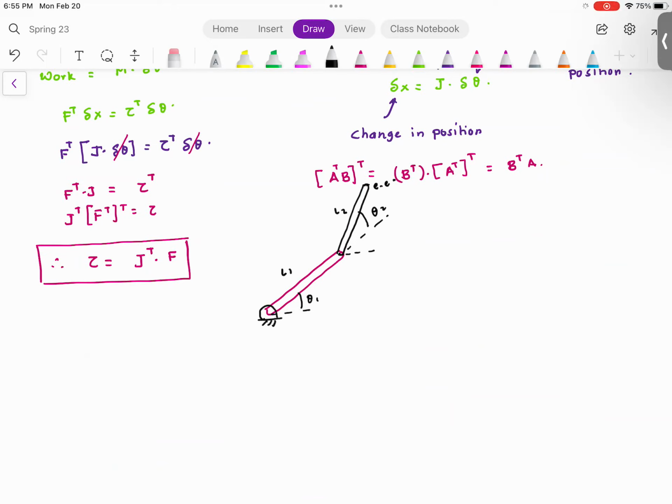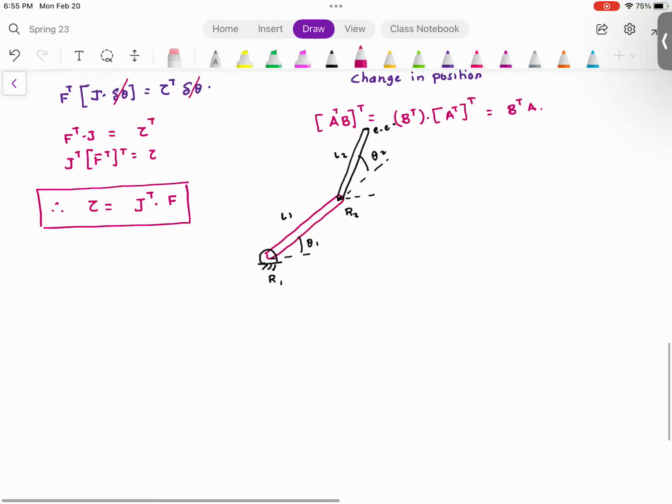And what I'm going to do is, I'm going to free the joint. So there are two hinges. This is hinge 1 and this is hinge 2. So first and foremost, I'm going to separate out the joints. So first, we separate out this joint.